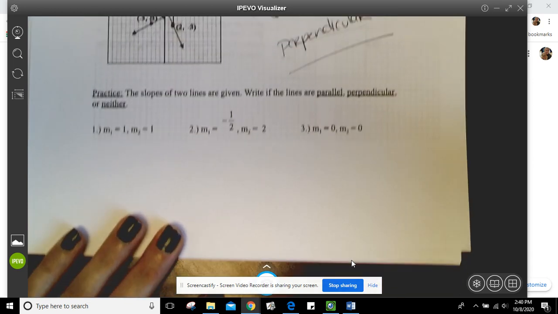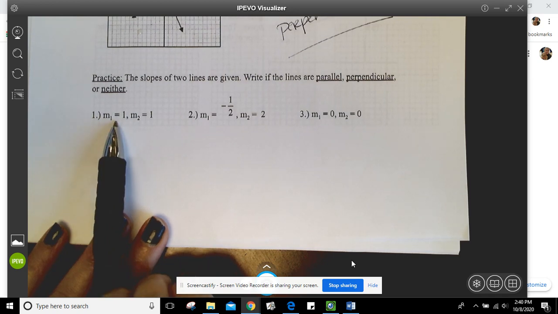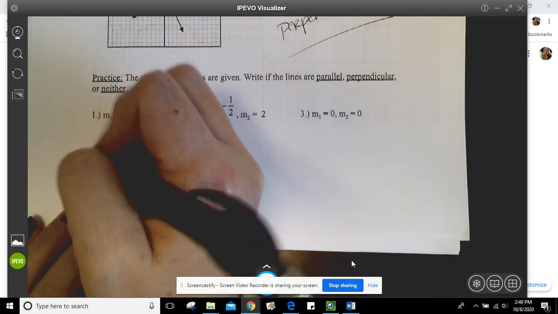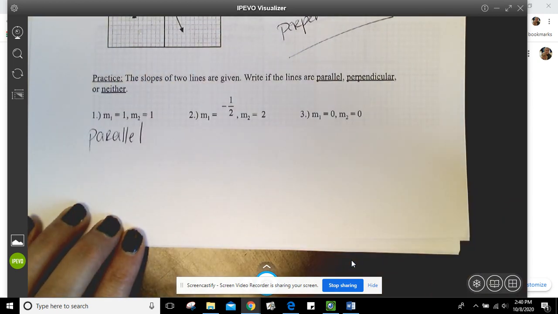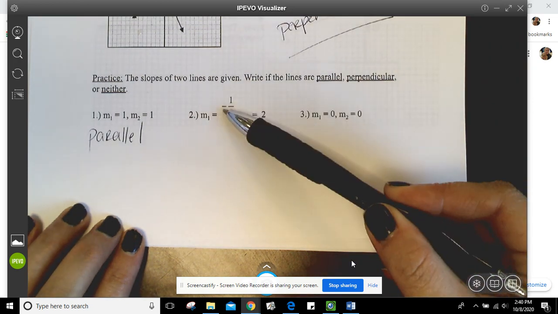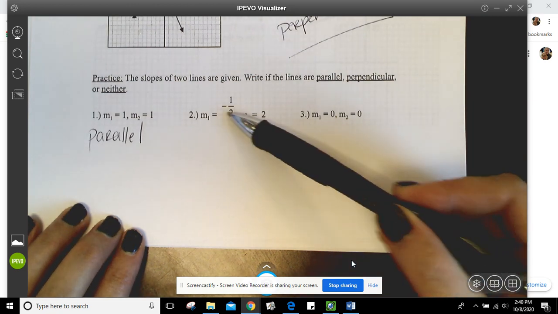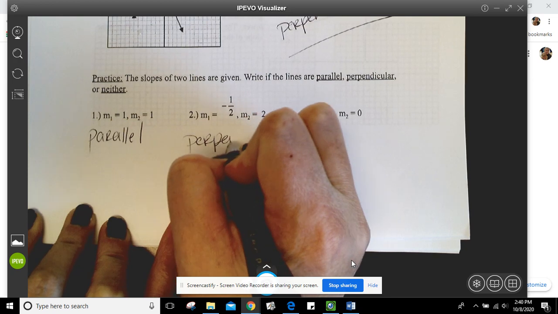So let's just go over some slopes. For number 1 here, slope 1 is 1, slope 2 is 1. They are the exact same sign and the exact same number. So this would be parallel. Number 2, opposite signs, one is negative, one is positive, and they are also reciprocals. So this would be perpendicular.